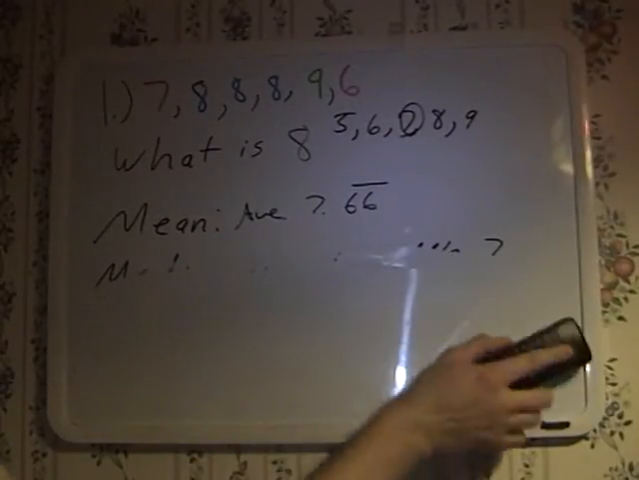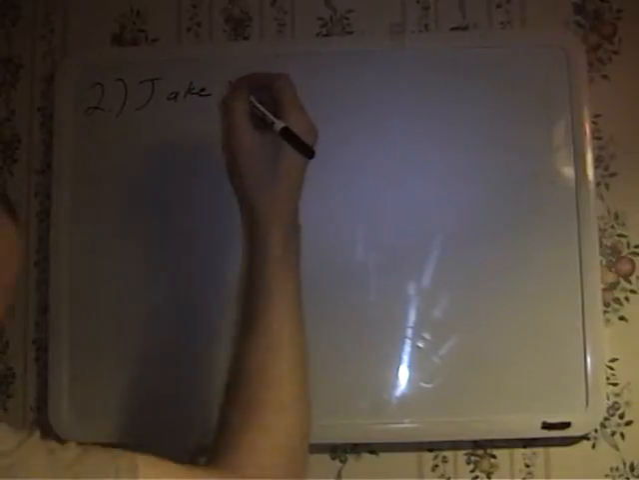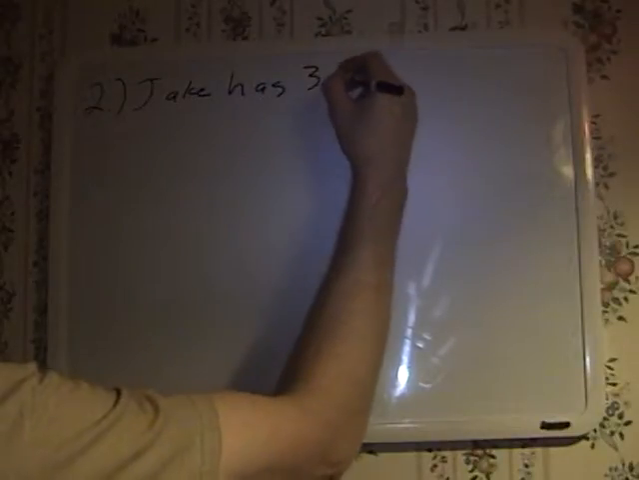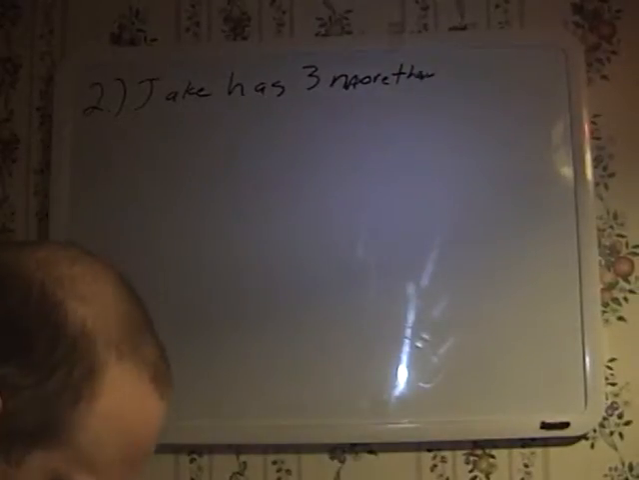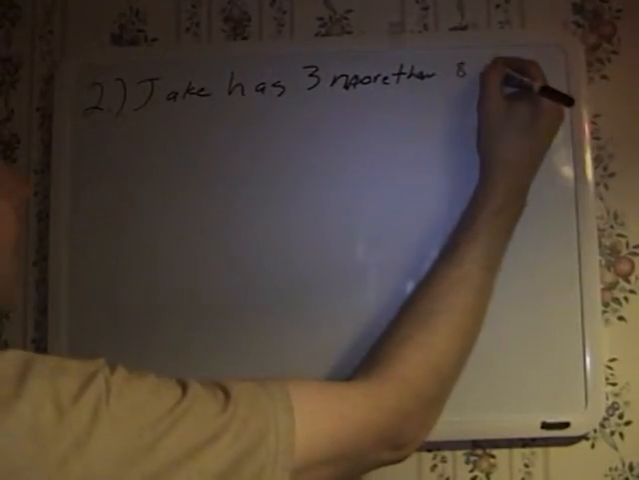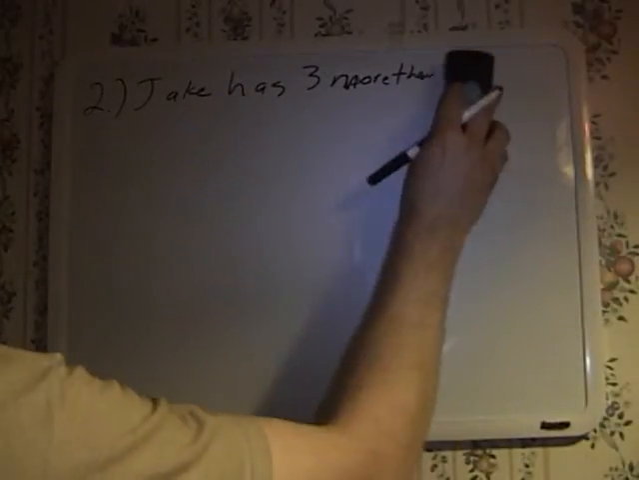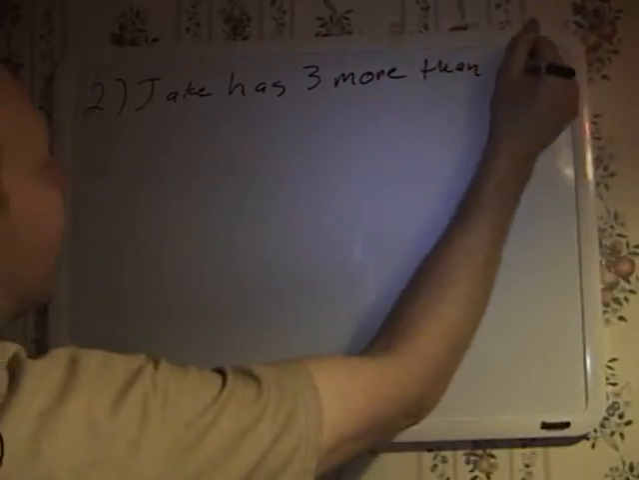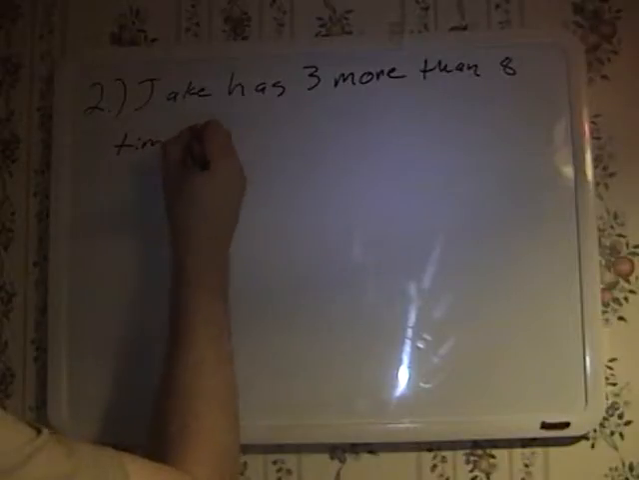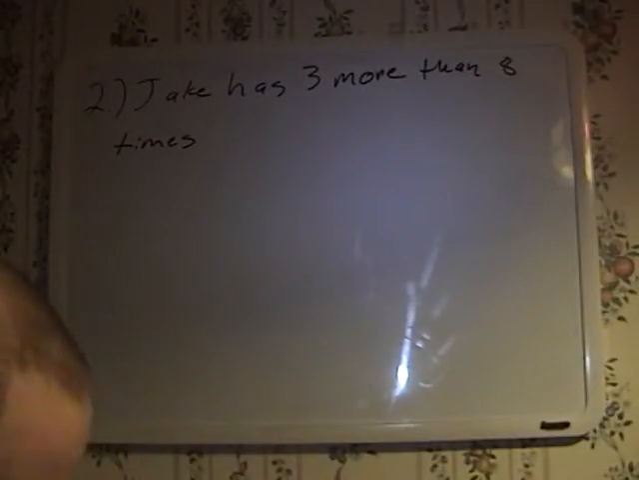So moving on to question number 2, and question number 2 is a word problem. Everybody loves word problems. So we're going to say that Jake, let's see, Jake has 3 more than, let's say, 3 more than 8. Right where you can see it, that might be helpful. 3 more than 8 times as many apples as Joan.